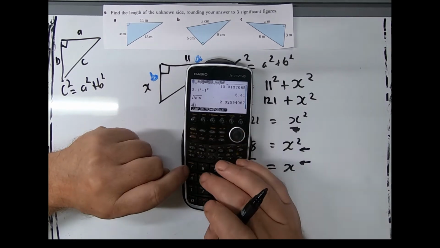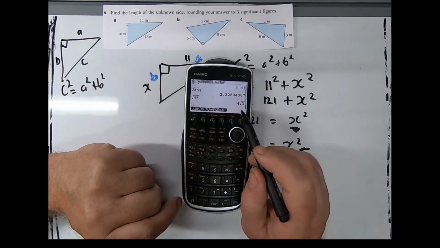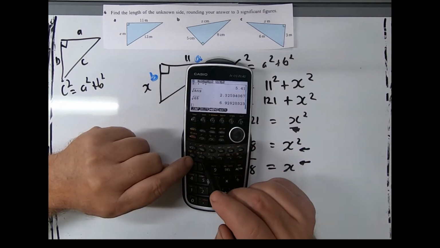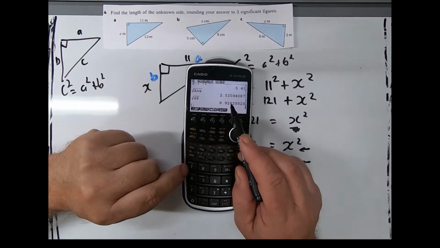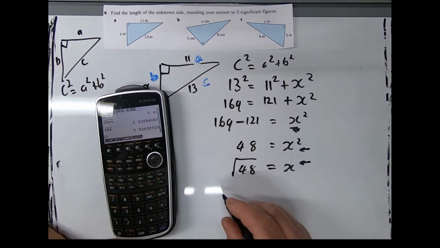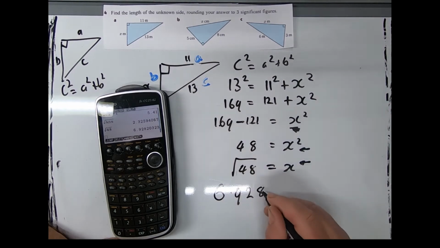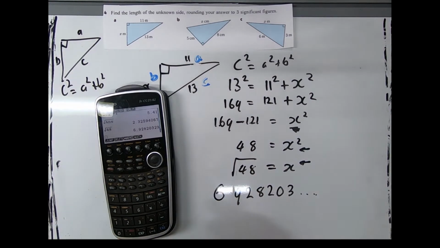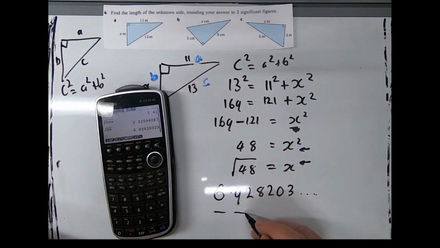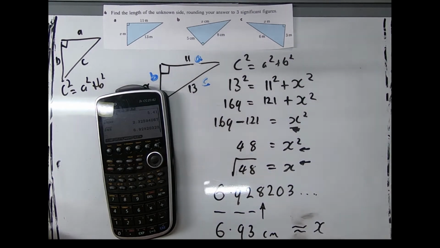Shift square root 48 as a decimal. This is the FD button here. 6.928. So I will write that out. 6.9282003. Three significant figures means 1, 2, 3. Do I round up or down on the 8? I think I round up. Not sure about that approximate sign. It's supposed to be an equals that's slightly bent. Still not happy with that. Rest of it was great though.